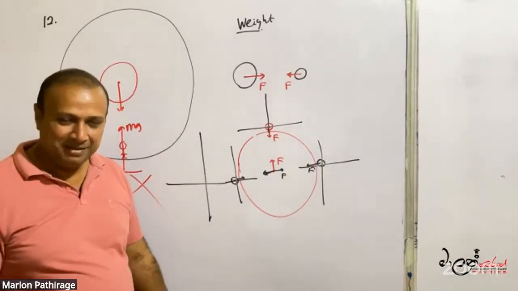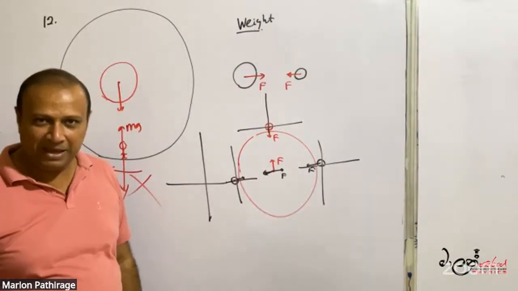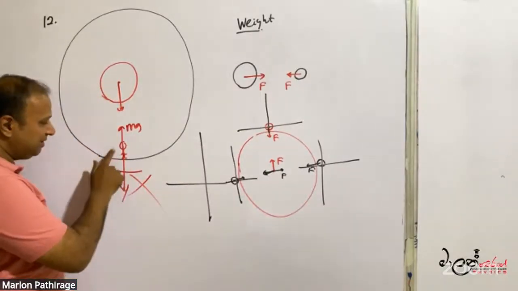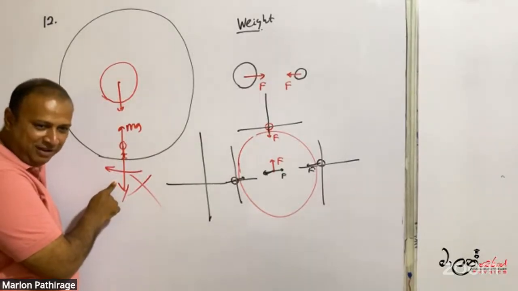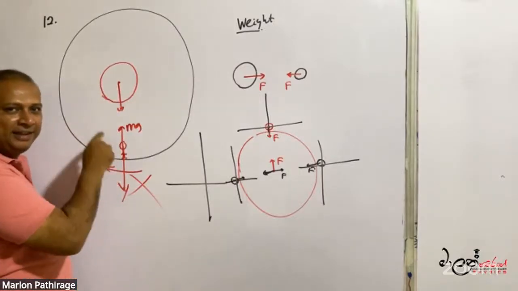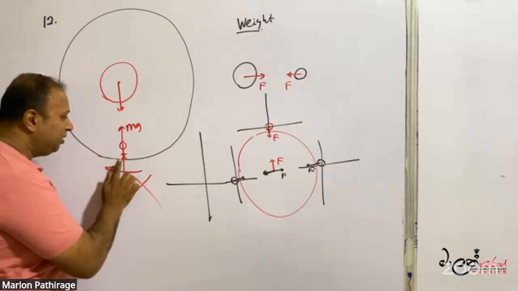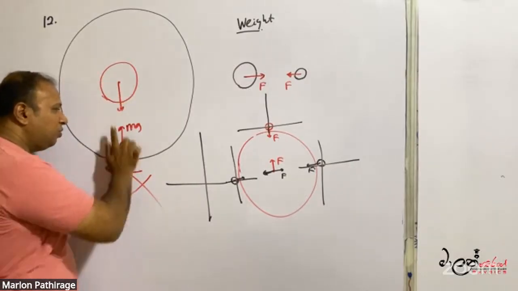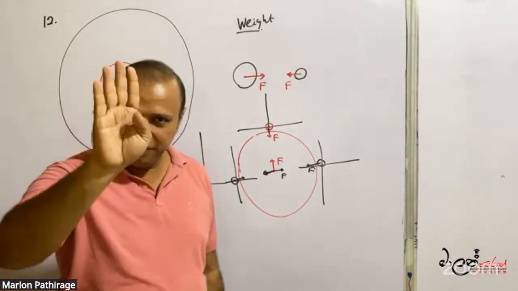Vertical means parallel to the gravitational field. Therefore, if this man is in a gravitational field, and if this is the earth, definitely the weight of this man should be directed towards the earth. Is that clear? If it is clear, please raise your hand.